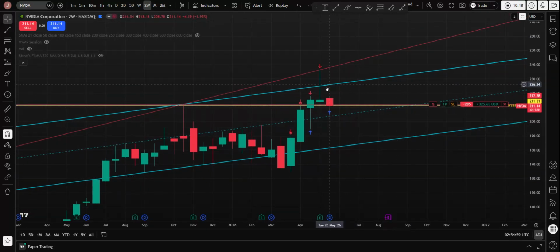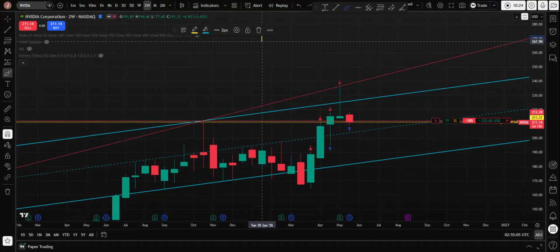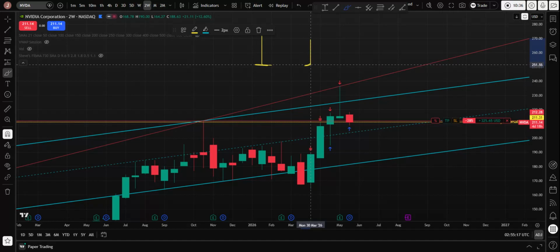So what makes a topping tail a gravestone doji? Okay, so this is great educational content right here. A gravestone doji is a massive wick with no body. So you get something like this. But in this case, we do have a tiny body, okay? We have a tiny slight body. It's slightly visible. You can see it in the green, but that's why I'm calling it topping tail slash gravestone doji.